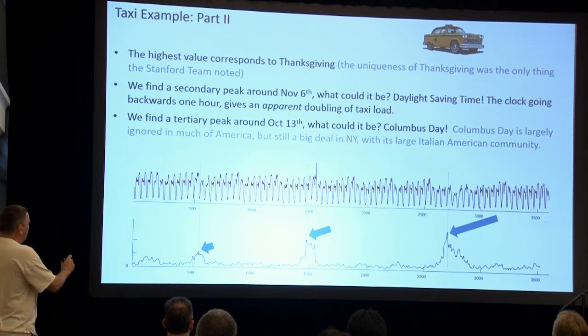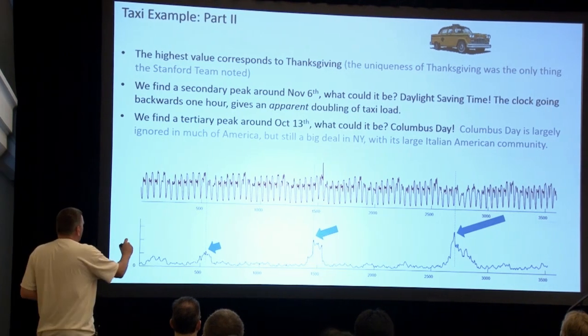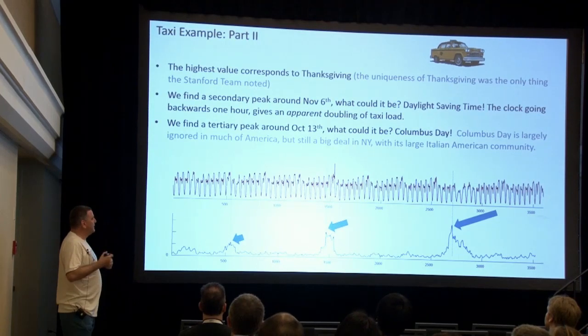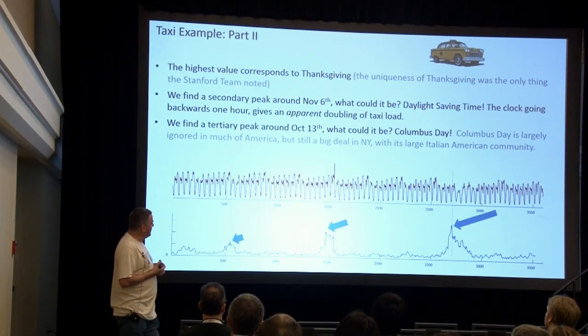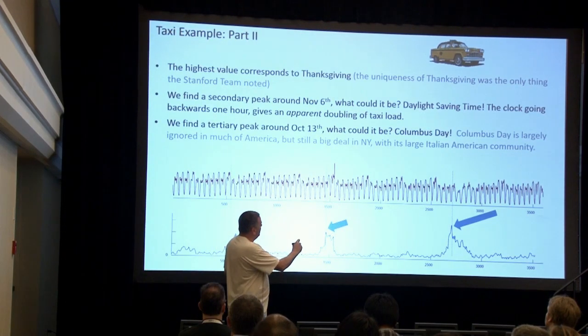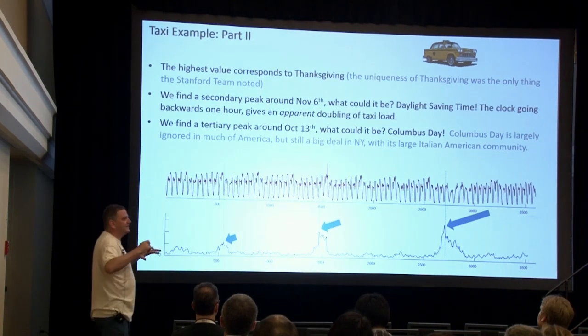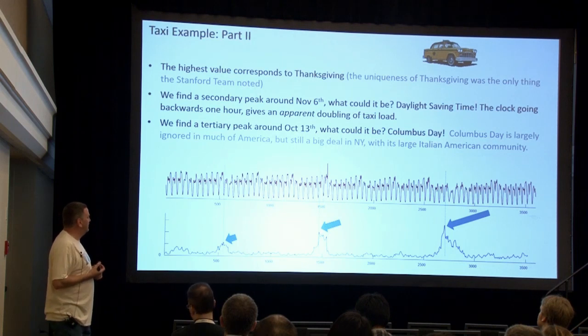Most of the values are pretty low, which kind of makes sense. Most days are like most of the days. But there are actually some high values here. And what could they mean? The first one is quite easy to understand. This one here corresponds exactly to Thanksgiving. And obviously Thanksgiving has a low demand for taxis in downtown New York, that makes sense.